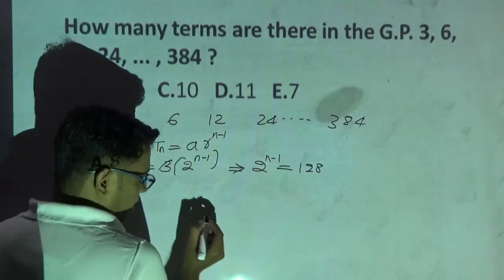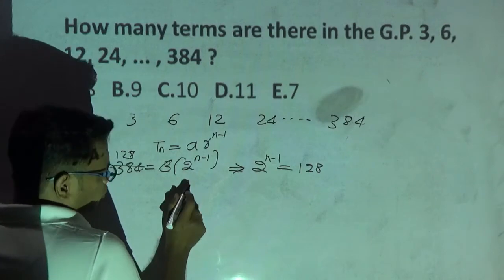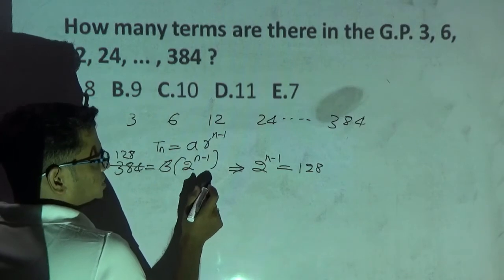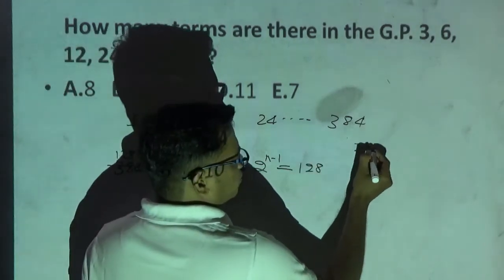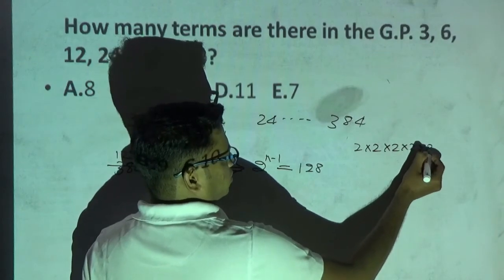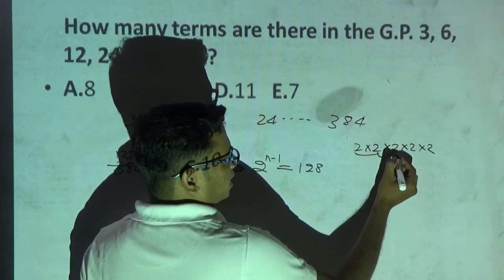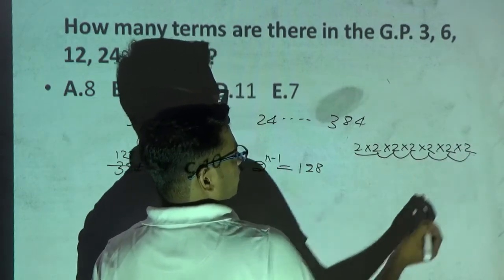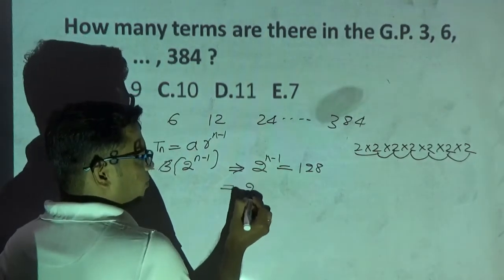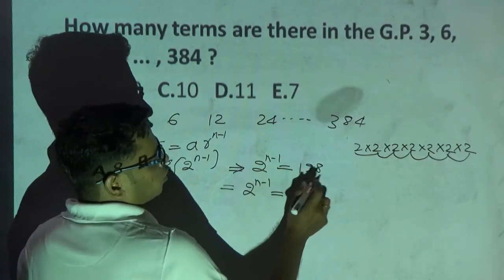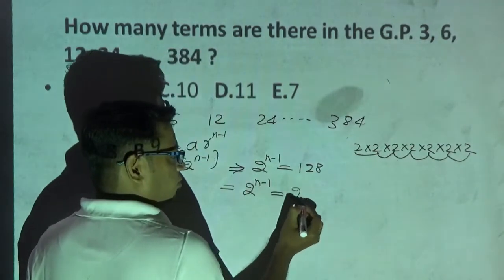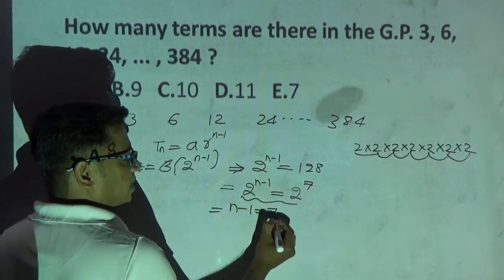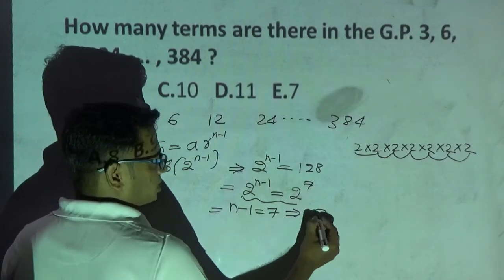I know 2 cube is 8, 2 power 5 is 32, 2 power 6 is 64, and 2 power 7 is 128. See, 2 into 2 is 4, 4 into 2 is 8, 8 into 2 is 16, 16 into 2 is 32, 32 into 2 is 64, 64 into 2 is 128. So 2 power n minus 1 is equal to 128, which is nothing but 2 power 7. When the bases are the same, the powers should be the same. That is, n minus 1 is equal to 7. Taking minus 1 to the other side, it becomes 8.